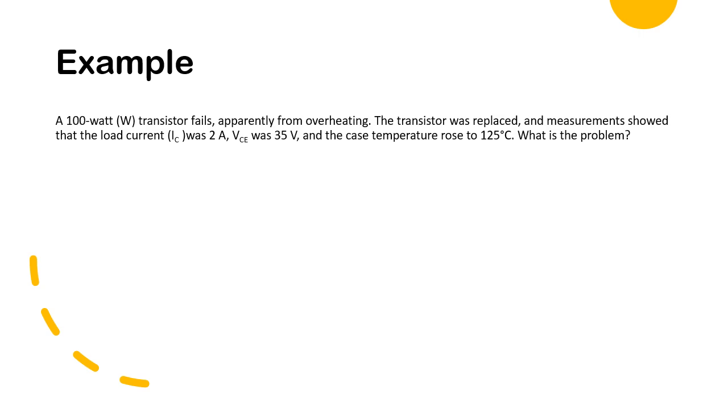Let's look at an example. A 100-watt transistor fails, apparently from overheating. The transistor was replaced, and measurements showed that the load current, IC, was 2 amps.